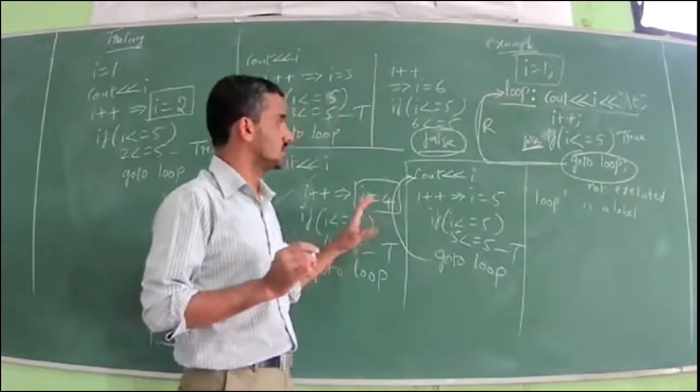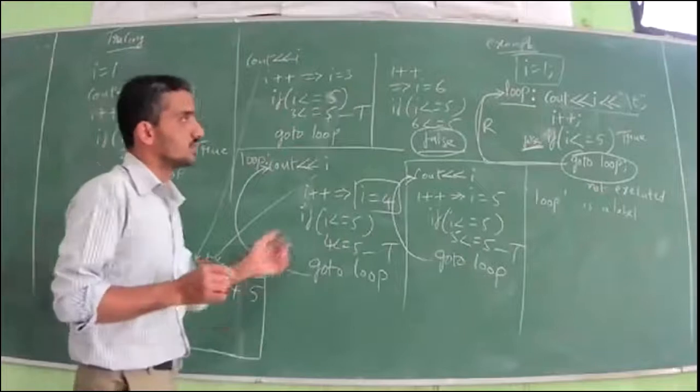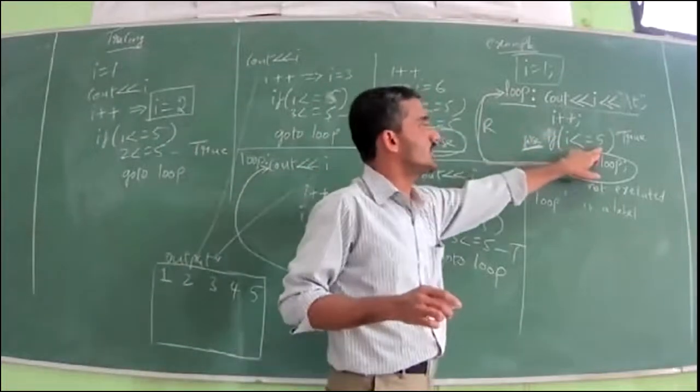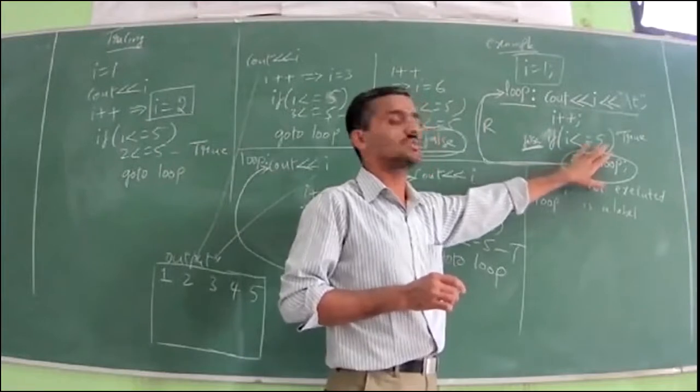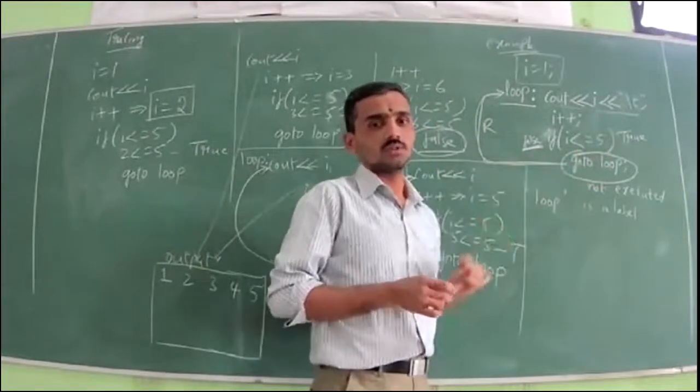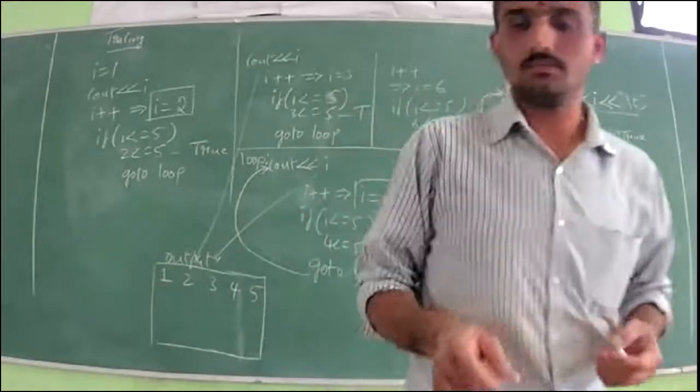So this is how the numbers 1 to 5 are printed. If you change this value 5 to 10 or 100, then 1 to 100 is printed. If you change it to 200, then 1 to 200 is printed. You can take a screenshot of this.